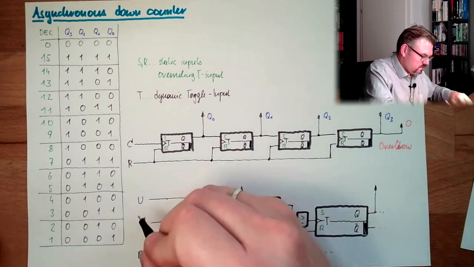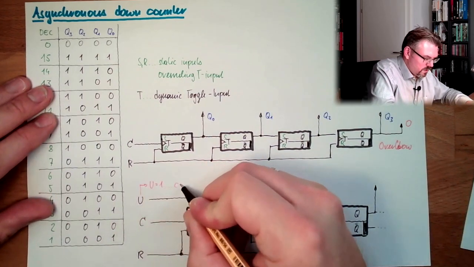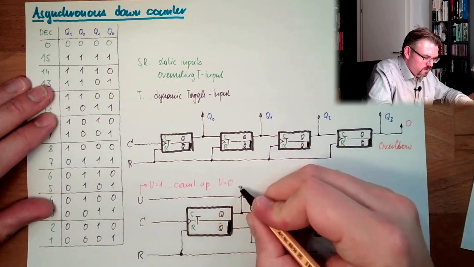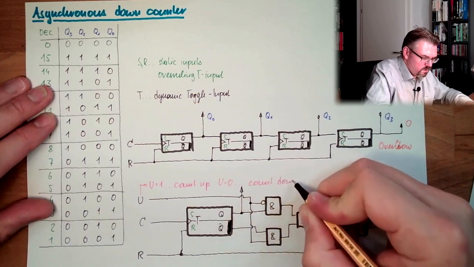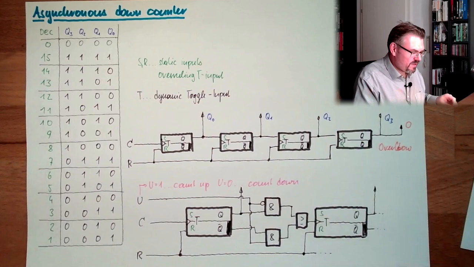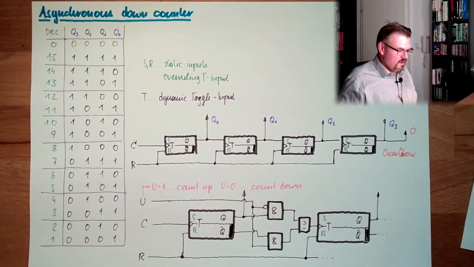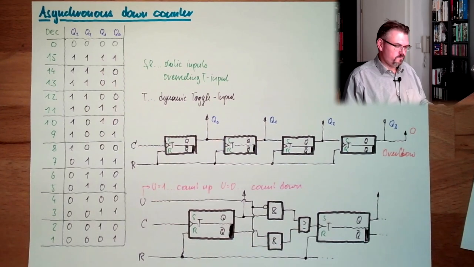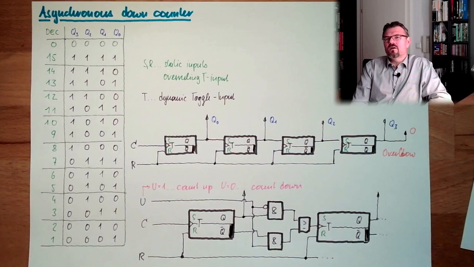With U equals 1, count up. U equals 0, count down. This is an up-down counter, this thing here. This is an up-down counter, simply by selecting in which direction we want to go. Asynchronous counters: upwards counter, downwards counter, up-down counter.